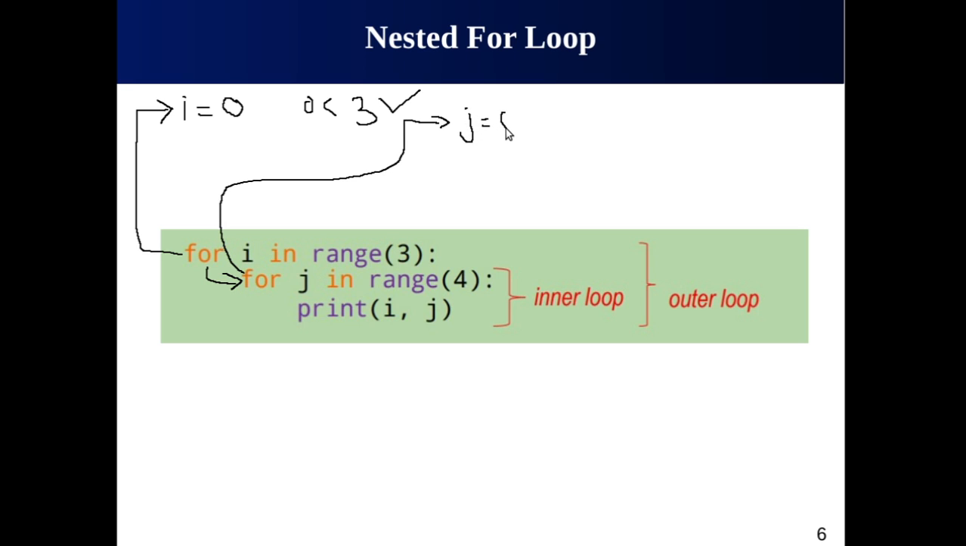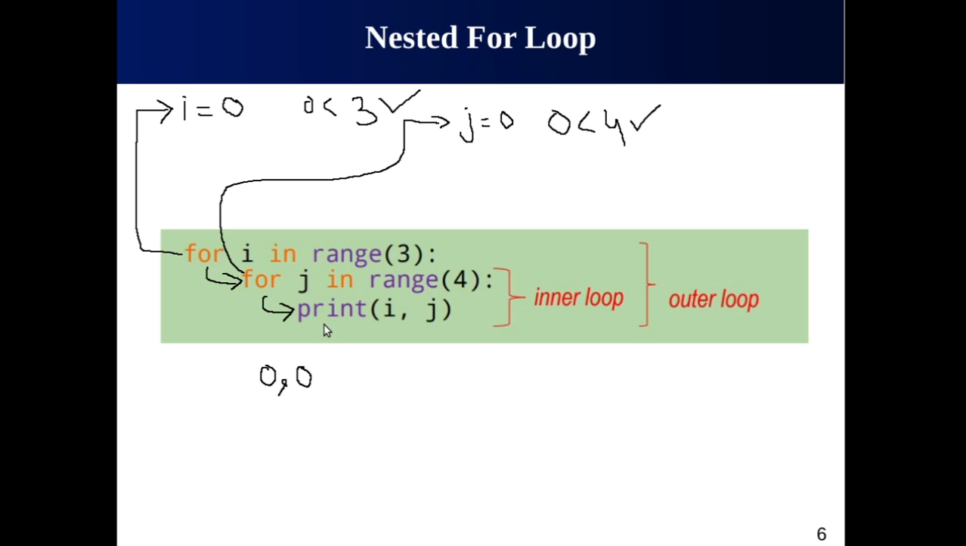Start from 0 and check the condition. 0 is less than 4. So the condition is also true here. Once the condition is true, we have to execute this statement. What does this statement do? It will print the current value of i, followed by the current value of j.